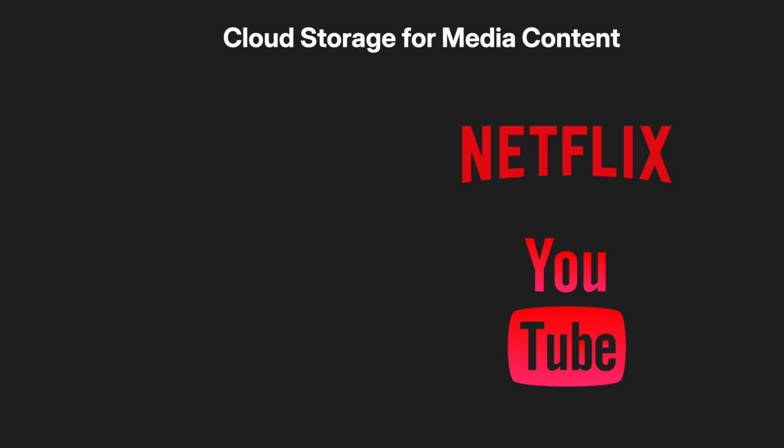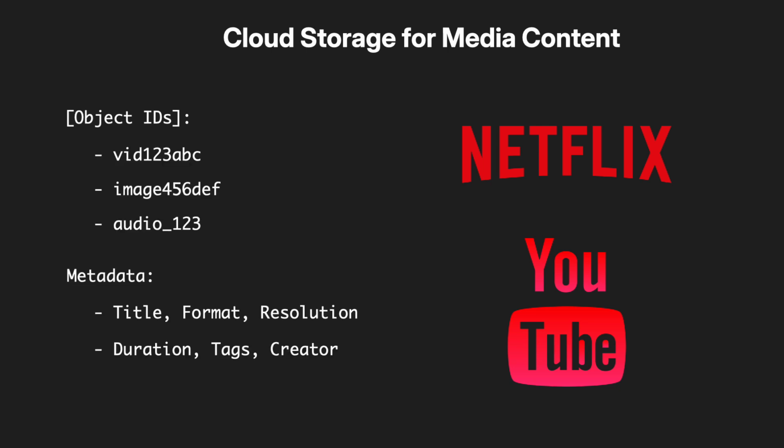An example of object storage in action is a streaming service like Netflix or YouTube, which stores vast amounts of media content. Each video or image is stored as an object with a unique ID and rich metadata, such as title, genre, and duration, facilitating efficient retrieval and personalization. Object storage's scalability and metadata capabilities make it ideal for handling the enormous data requirements of streaming platforms.